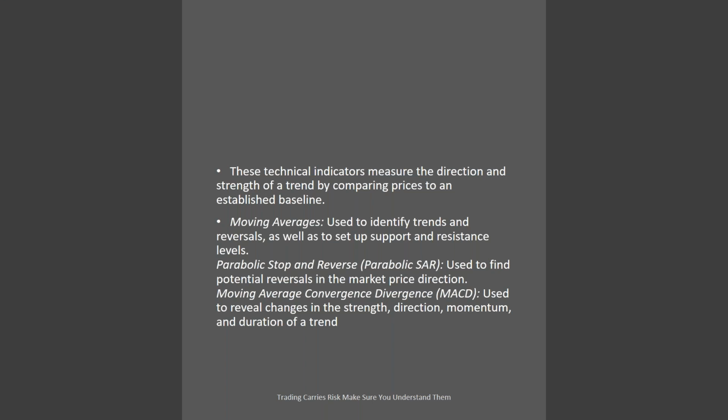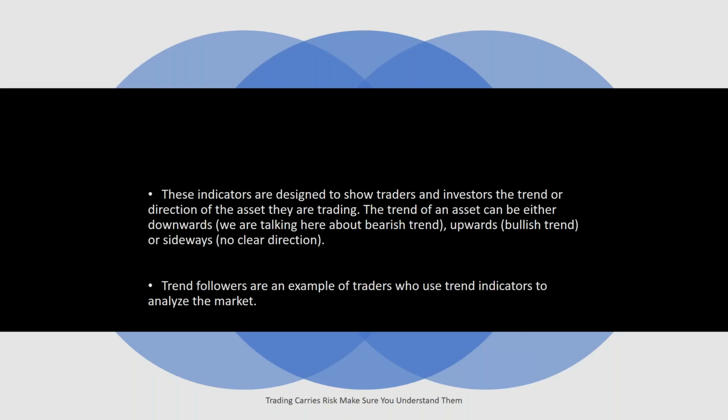Now, these technical indicators measure the direction and the strength of a trend by comparing price to an established baseline. Moving averages are used to identify trends and reversals. Moving average convergence divergence is used to reveal changes in strength, direction, momentum, and duration of a trend. Now, these indicators are designed to show traders and investors the trend or direction of the asset that's trading.